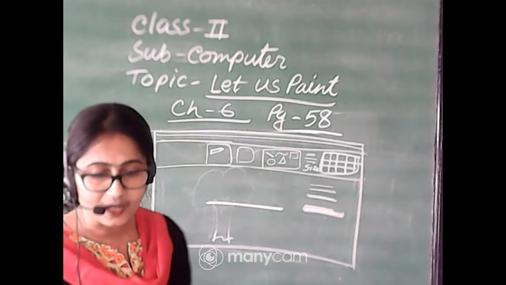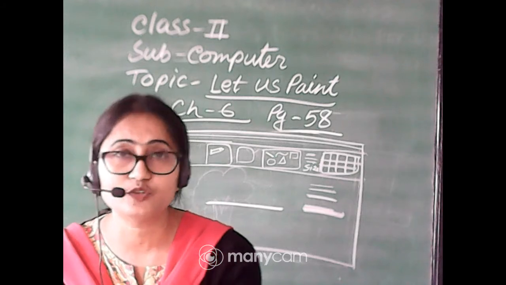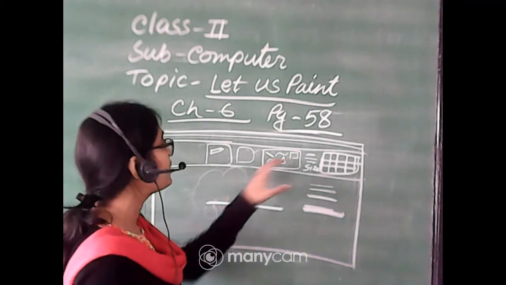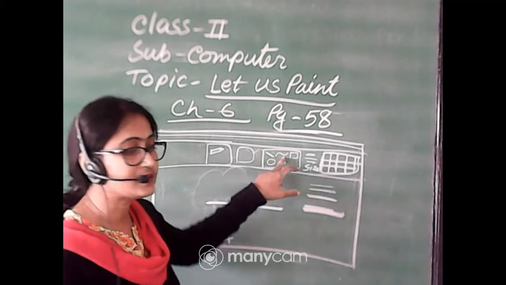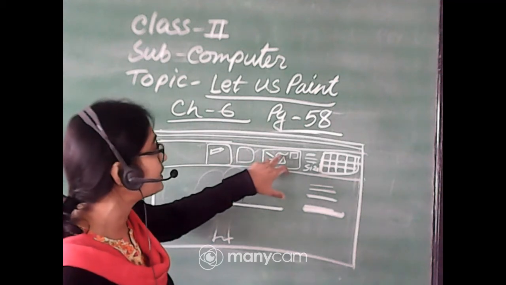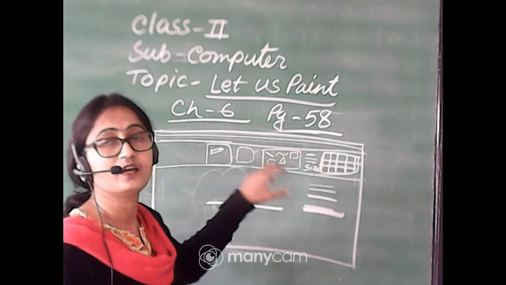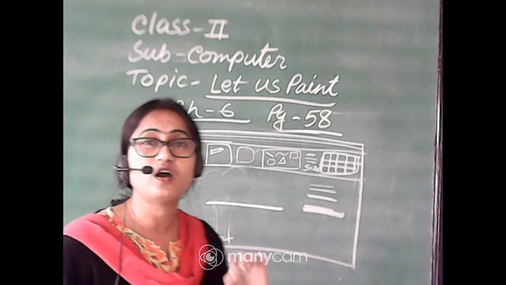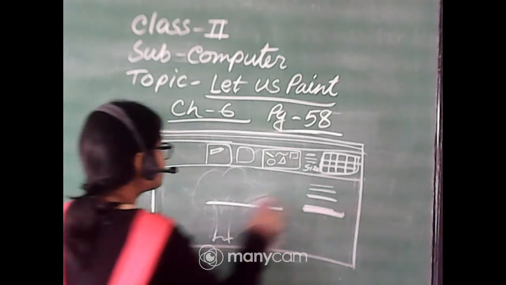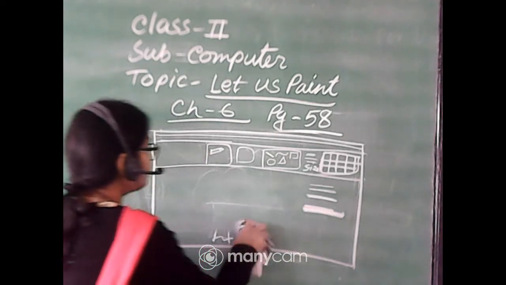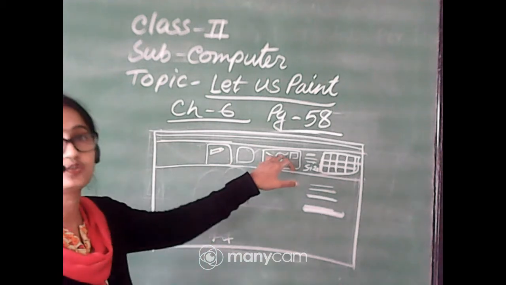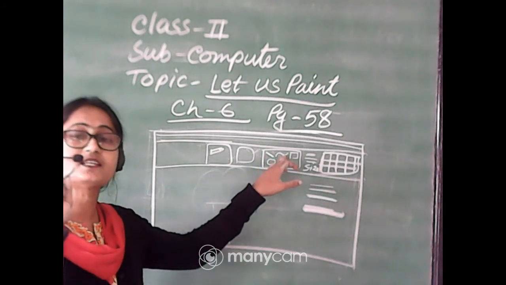Okay, and now we will apply the curve tool. The curve tool is also under the shapes group. This is the line tool, and this is the curve tool. Using the curve tool we can draw a curved line. First you have to select the tool. Once you click, that means it is selected.